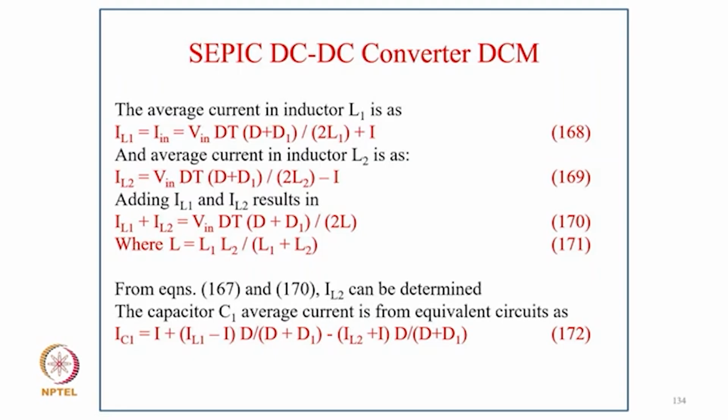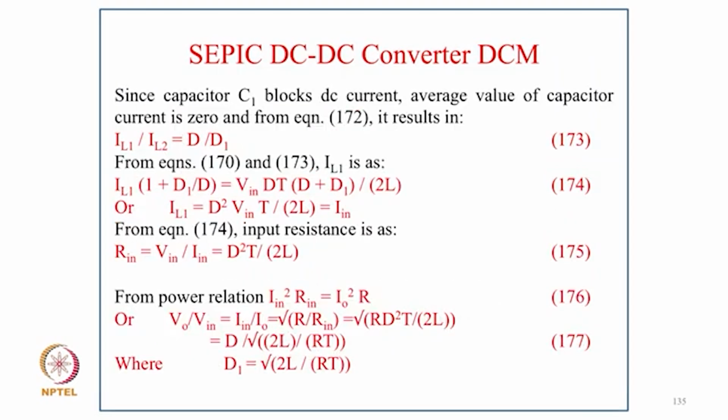From these equations, the capacitor average current for the equivalent circuit is IC1 equal to I plus IL1 minus I into D divided by D plus D1, plus D1 minus IL2 plus I D upon D plus D1. Since capacitor C1 blocks the DC current, the average value of capacitor current is 0, and from this relation IL1 upon IL2 equal to D upon D1.